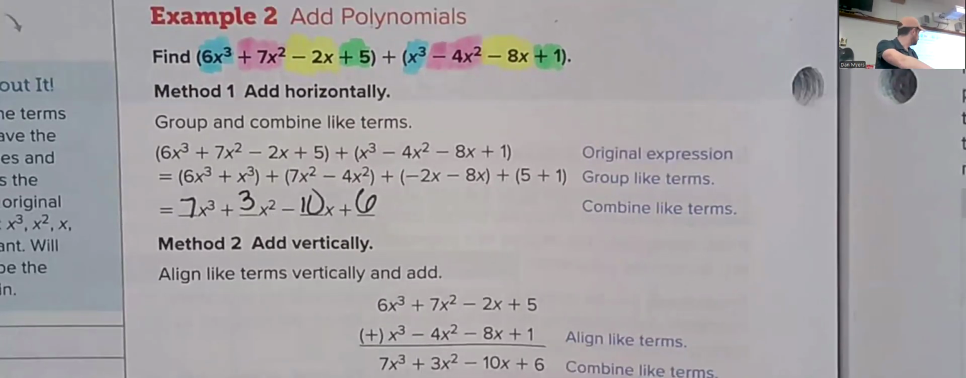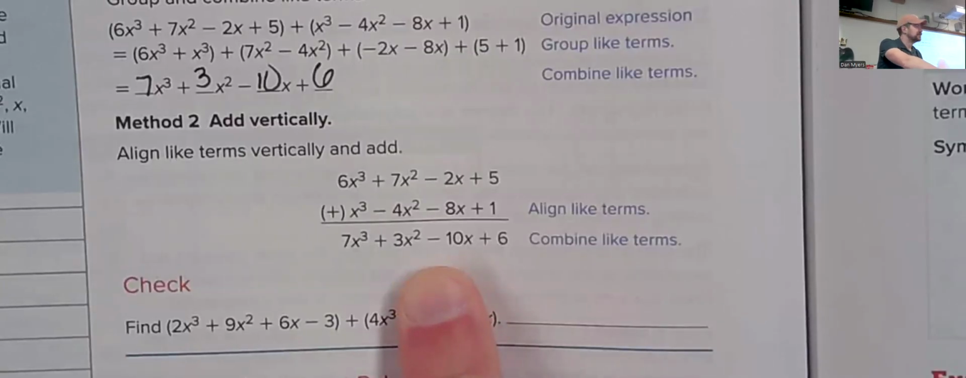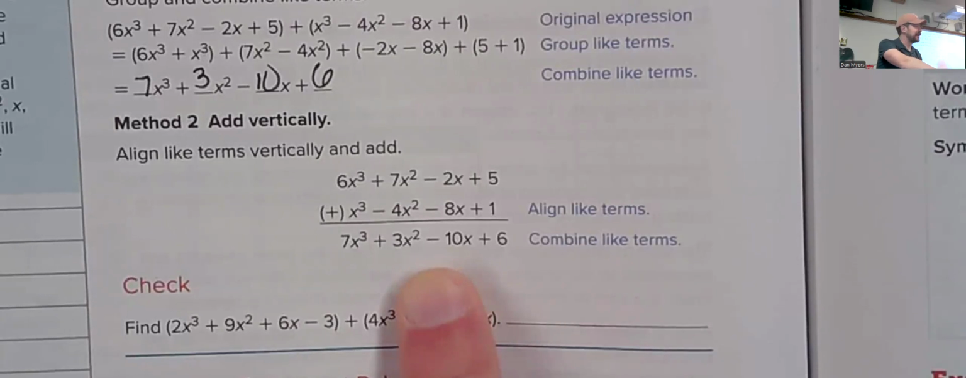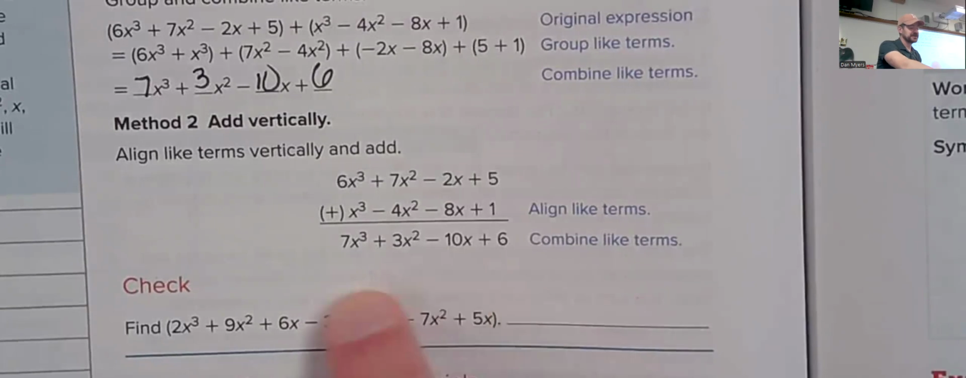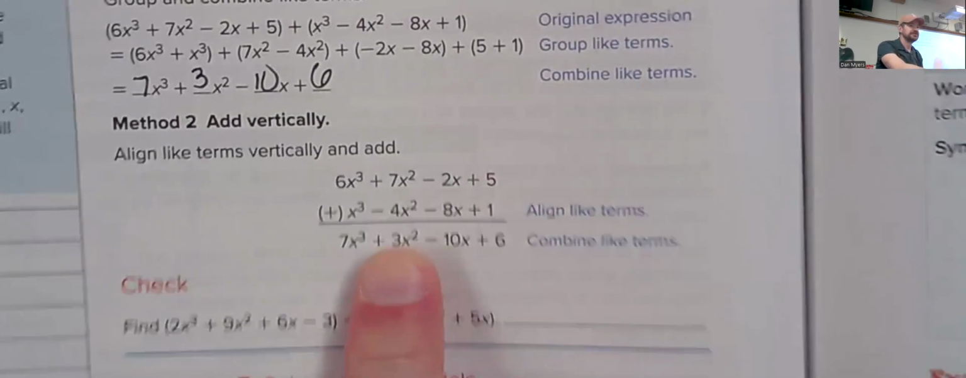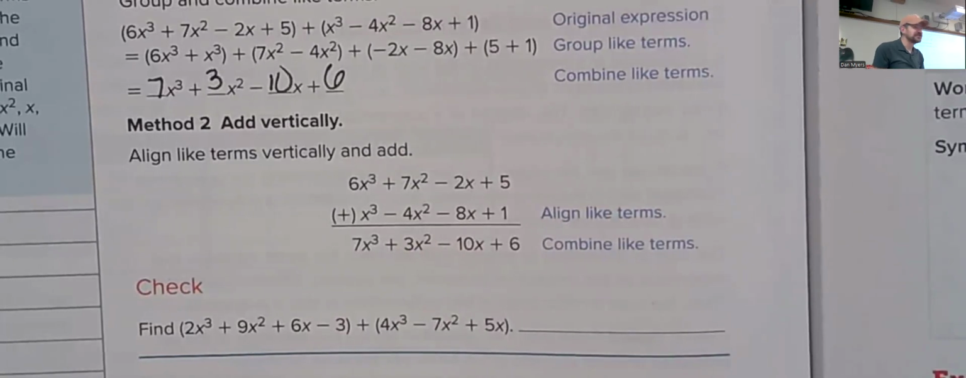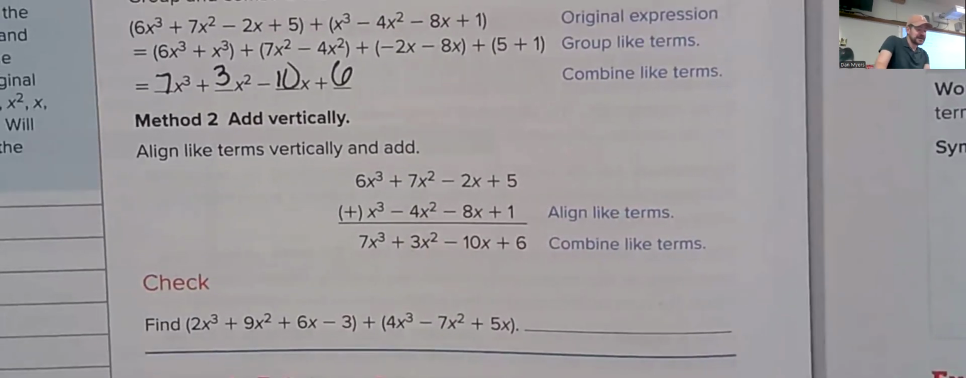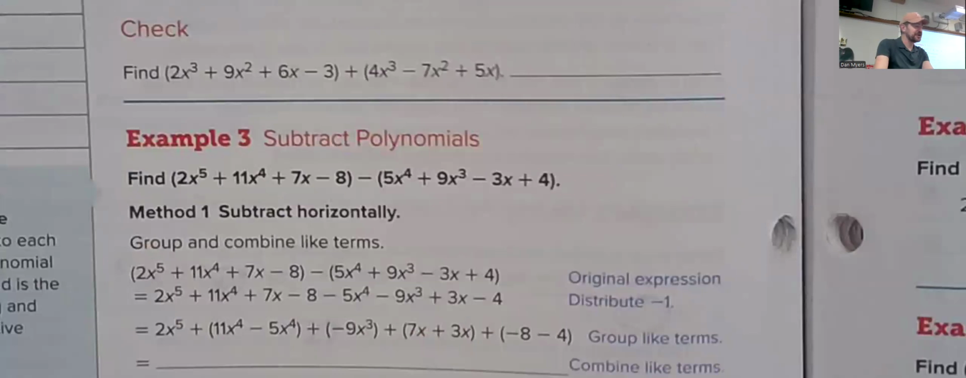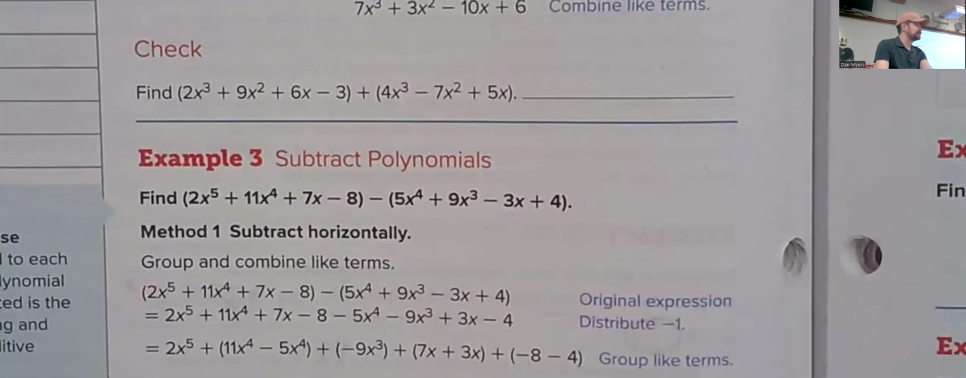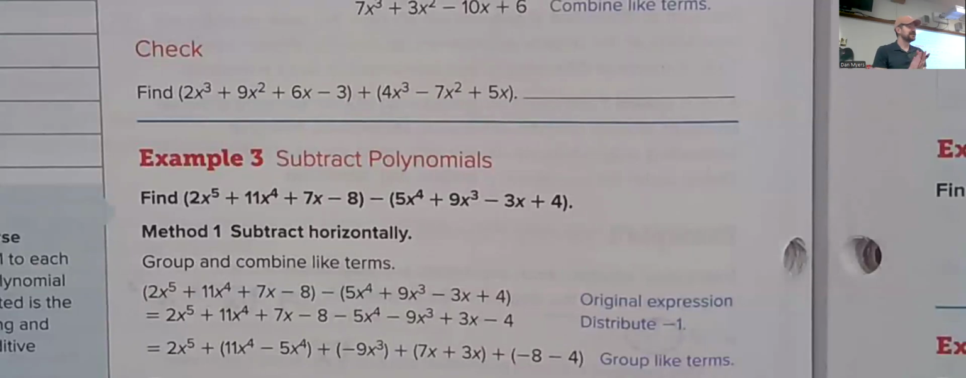You can add them horizontally if you want to. This is kind of like when we used elimination for solving systems of equations, except these aren't equations. There's no equals. You're just putting together like terms. That's an option as well, but you don't have to do that. So what I want you to do is do the check step. I'm going to give you 30 seconds to do the check step. Just be really careful about which ones you put together and maybe which ones you don't.